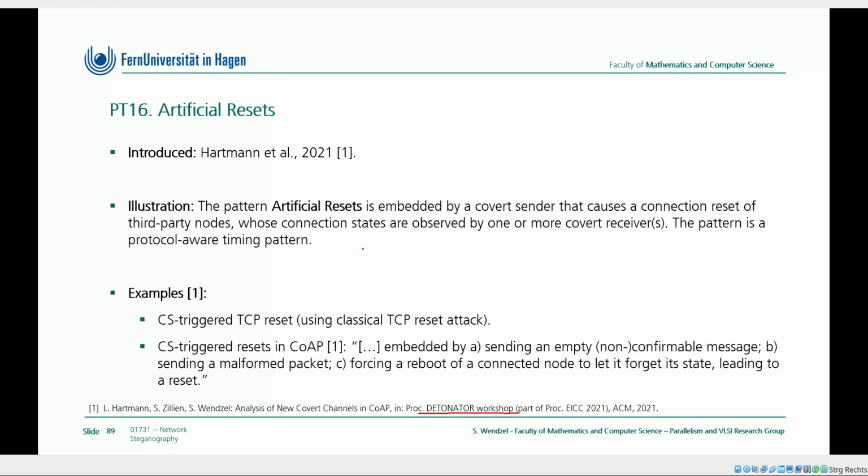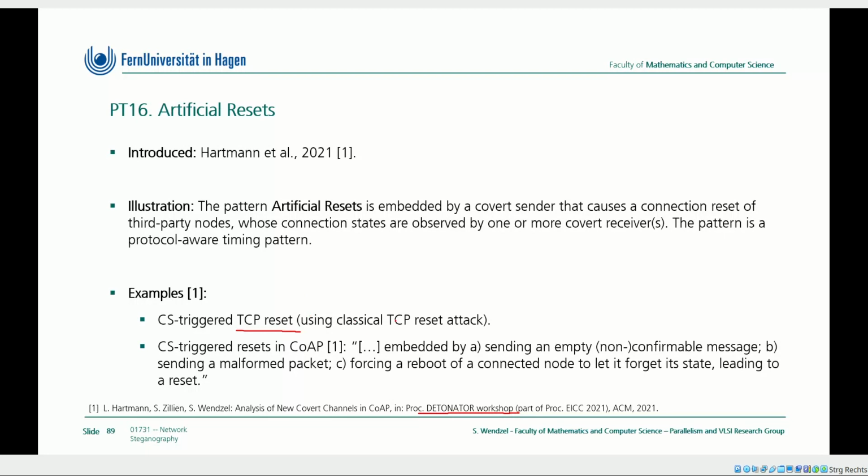So the idea here is that the covert sender triggers a connection or state reset, while the covert receiver needs to monitor it. For instance, one could send a reset packet using a classical TCP reset attack to reset a client by spoofing a TCP segment. Or in the Constrained Application Protocol, which is a typical IoT protocol, this works as well. The covert channel can trigger resets there as well.